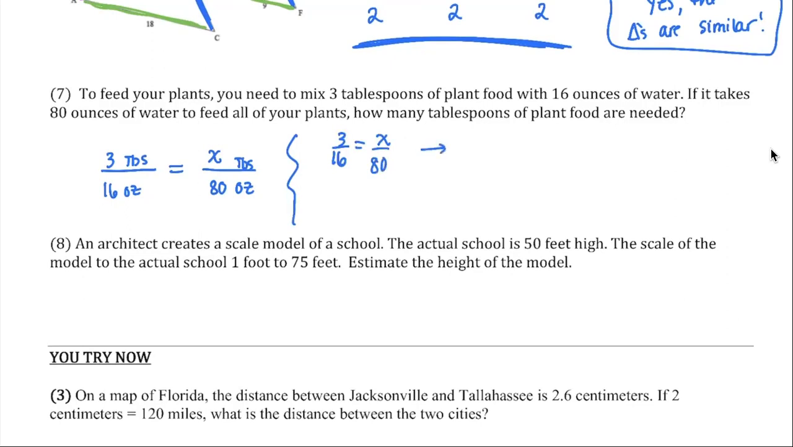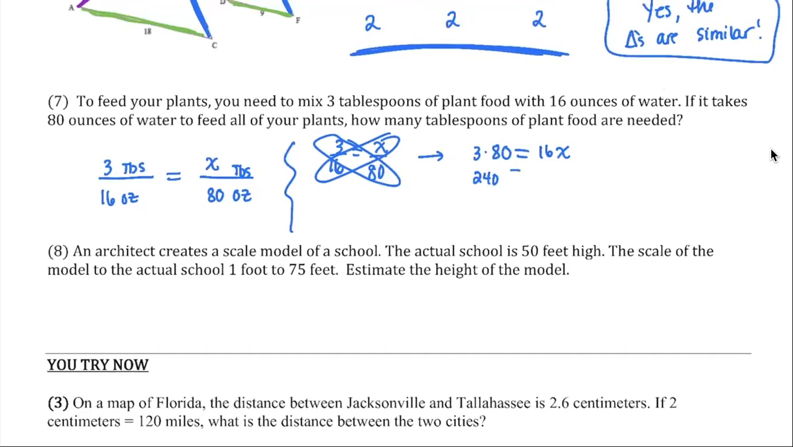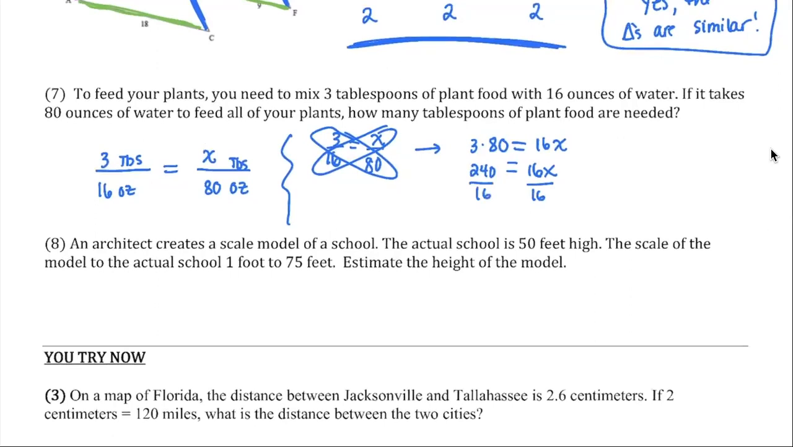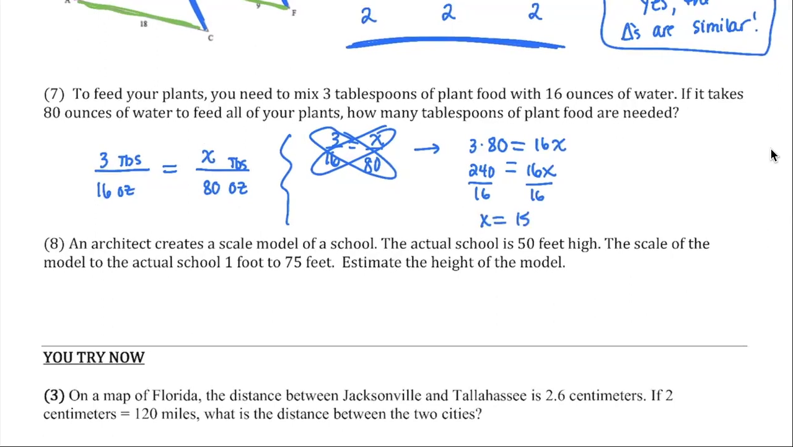We're going to start by cross multiplying. I'm going to take 3 times 80. That's going to go on one side of my equal sign. X times 16 is going to go on the other side. And now we can go ahead and solve. 3 times 80 is going to be 240. And then solving for x, we just want to get x alone. So I'm going to divide this 16 over to the other side. And we're going to get x to be 15. So final answer, we want to write out what our actual answer is. It's going to need 15 tablespoons of plant food.